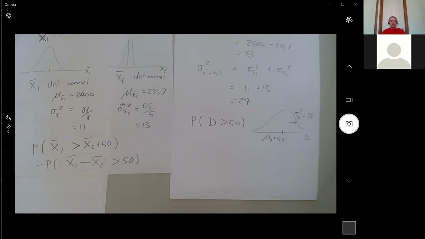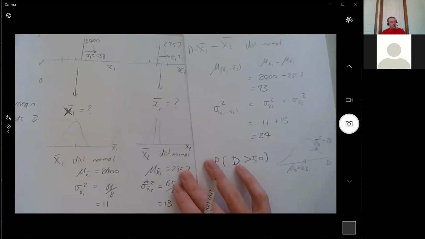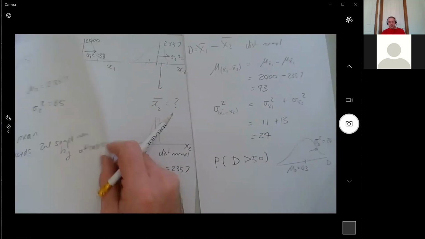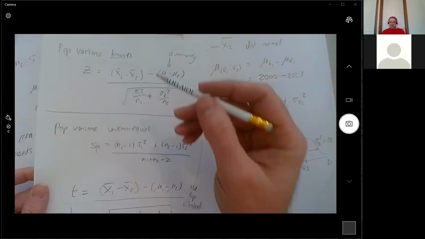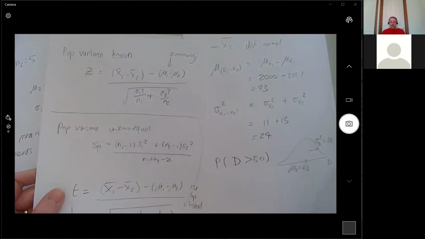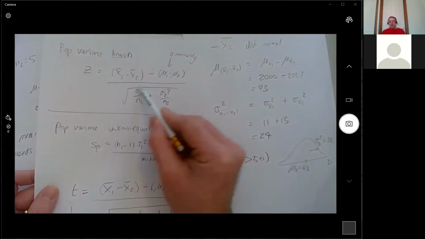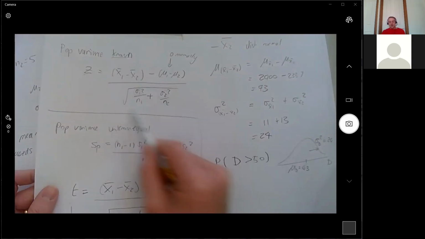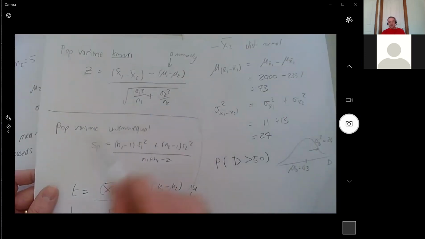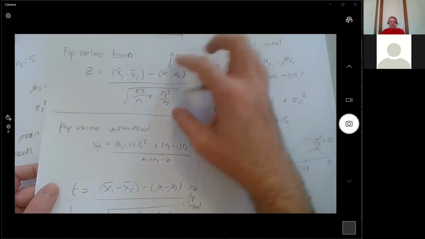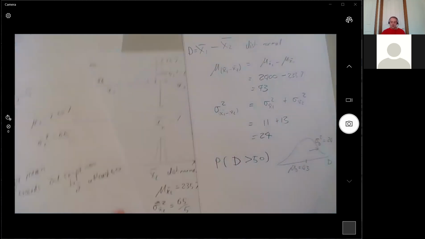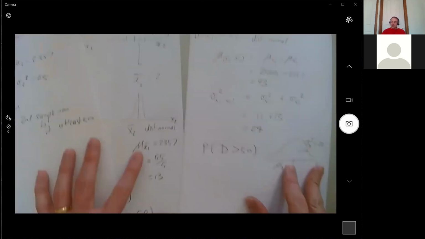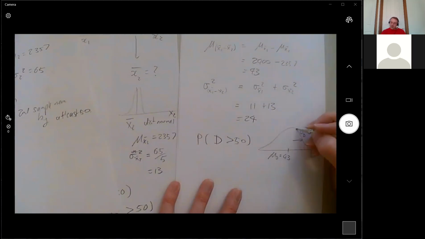Okay, now this is all the reasoning that this stuff over here is based on. So when you do this population variance known thing, that's this calculation I was doing here. Like this is the standard deviation. So that is the variance of x1 bar, and that's the variance of x2 bar. So this calculation here is all based on this reasoning. Okay, so this is a normal distribution, and I'm interested in this probability here of being greater than 50.